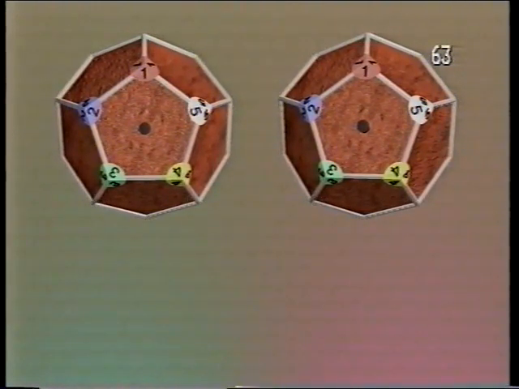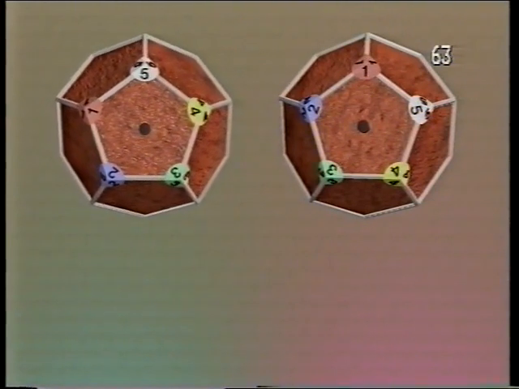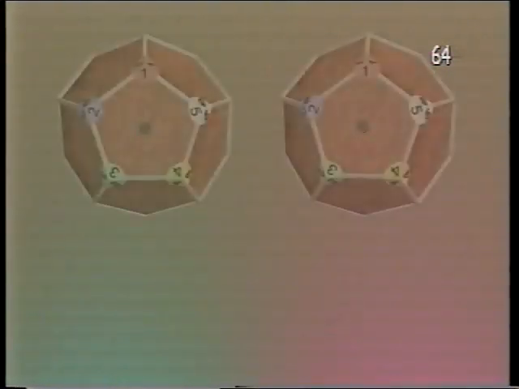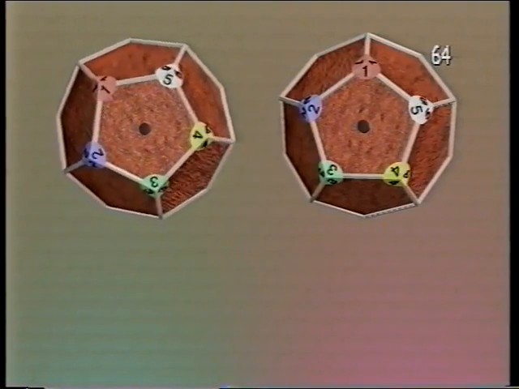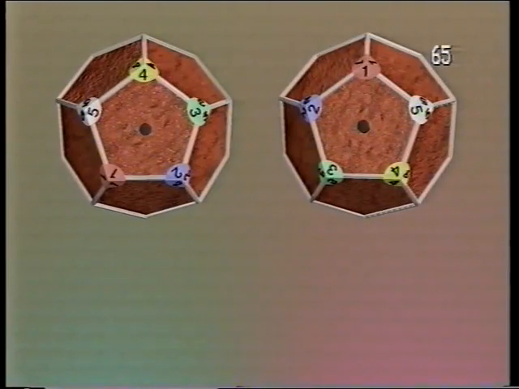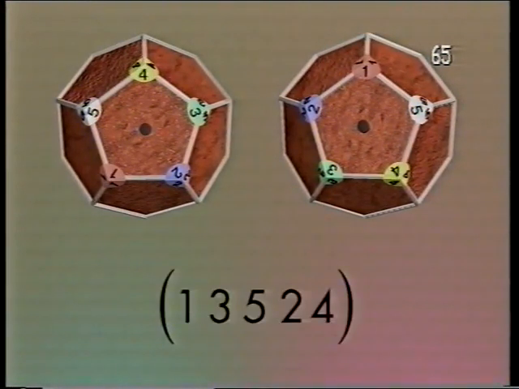The first non-trivial type of axis passes through the centers of a pair of opposite faces. The angle of rotation is 2 pi over 5. So what is the permutation of the 5 labels? The 5 corners of the front face move round in a cycle, giving the permutation 1, 2, 3, 4, 5. What about the rotation through 4 pi over 5 about the same axis? What's the permutation this time? Well, this time the vertices move along 2 places, giving the permutation 1, 3, 5, 2, 4.